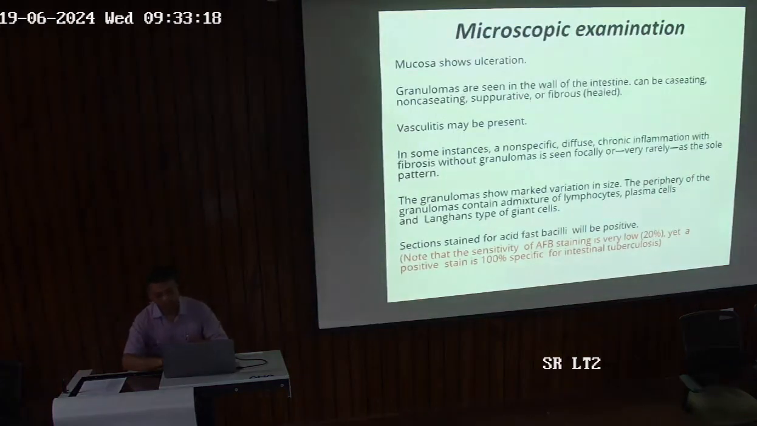So on microscopic examination, as we discussed, what can be the finding? The mucosa shows ulceration and granulomas, which we have seen already, which can be caseating or non-caseating also, but predominantly these are caseating, and we identify this by this feature only. In some instances, a non-specific diffuse chronic inflammation with fibrosis without granuloma is seen. Granulomas may vary in size, and the periphery of the granuloma may contain a mixture of lymphocytes, plasma cells, and Langerhans type of giant cells. After staining with the AFB particular stains, we can see multiple bacteria also in these macrophages.